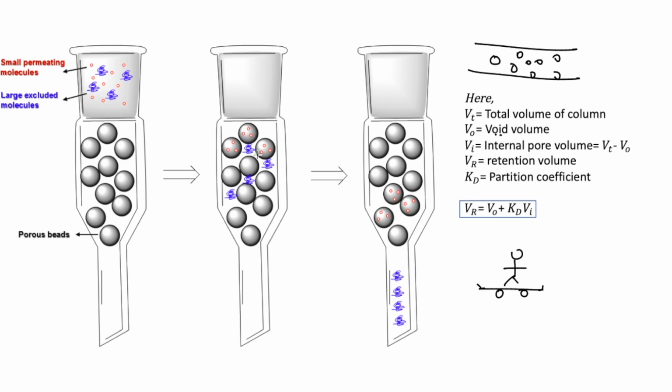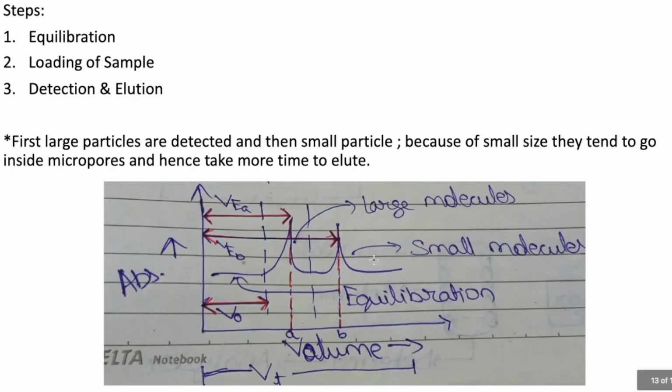Small ions are actually getting stuck in the pores, larger ions are moving out, and later on smaller ions come after a long time. So the graph is again plotted between absorption and volume. First larger molecules will come out, that's why their peak is coming, and then your smaller molecules will come out.